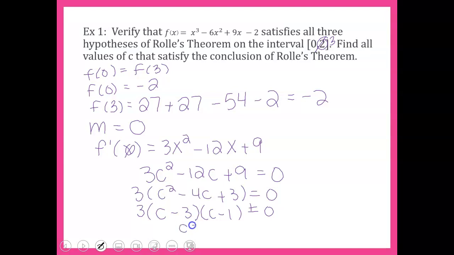Therefore, I have two critical numbers, one at 3 and one at 1. So we have 2 points in this interval where the slope of the tangent is equal to the slope of the secant, and there are horizontal tangents to the graph. So those are both critical points, they're horizontal tangents, and they're points of MVT in technicality. So, a whole lot of stuff going on.